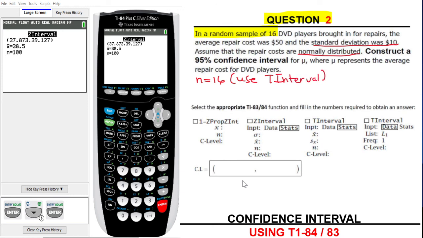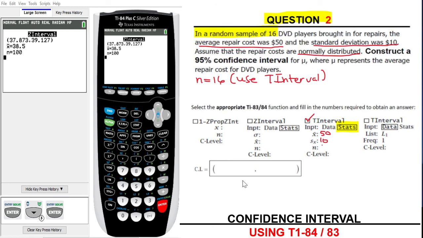All right, now if we are going to use t interval, is it t interval data or t interval stat? In this particular problem, we are going to use t interval stat. Why? Because we have been given the summary statistics. So what is the sample mean? We were told that the sample mean, which is the same as the average, is 50, so we put 50 where we will have the x. The standard deviation, we've been told that it is 10.